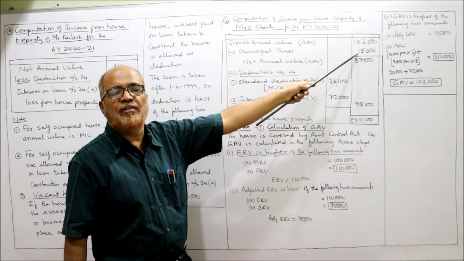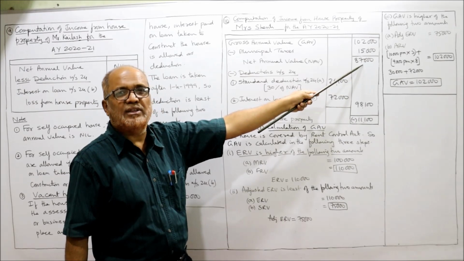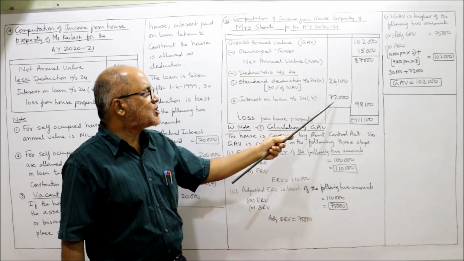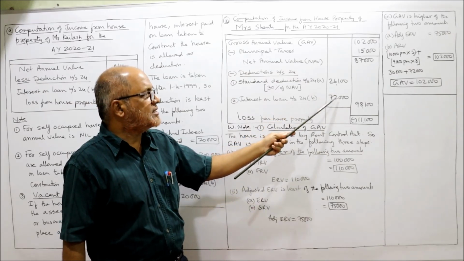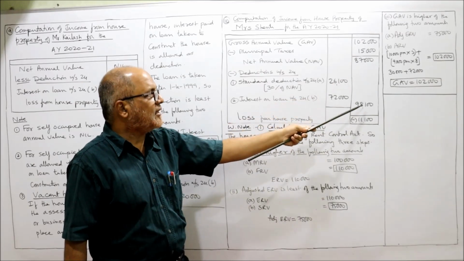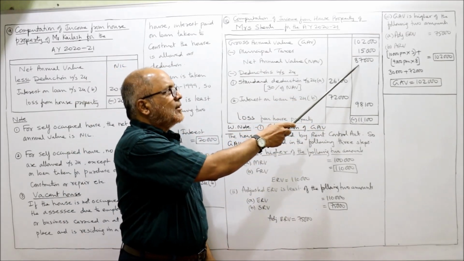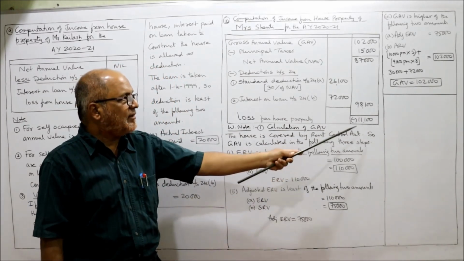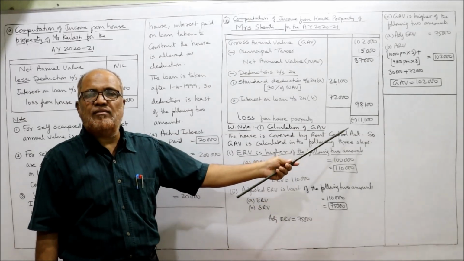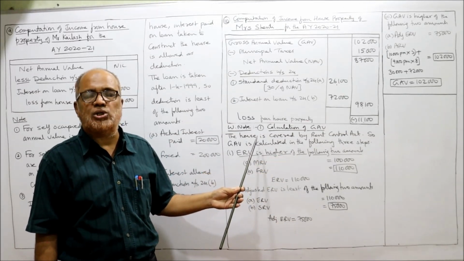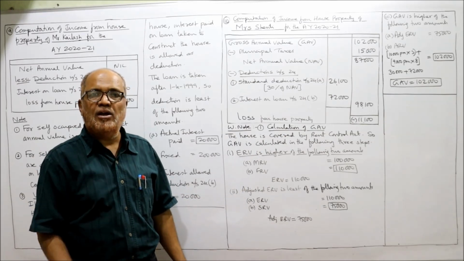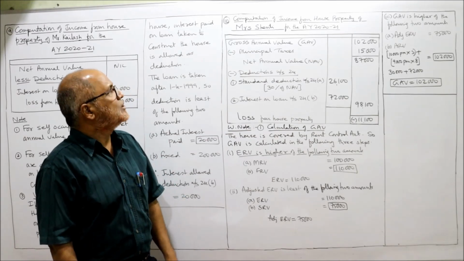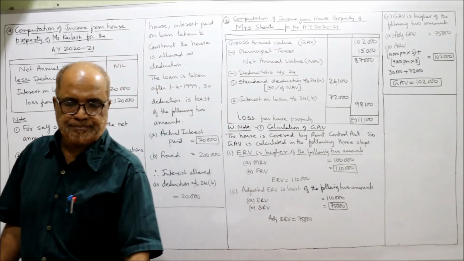Municipal taxes are given in the problem, 15,000. Subtract 15,000, 87,000. 30% of 87,000, 26,100. Interest on loan, 72,000. Add up both these, 98,100. Subtract 98,100. So 87,000 minus 98,100, you are getting a negative value, minus 11,100. Negative income is a loss. The loss from house property is 11,100. That's all. So this is the end of problem number 10.